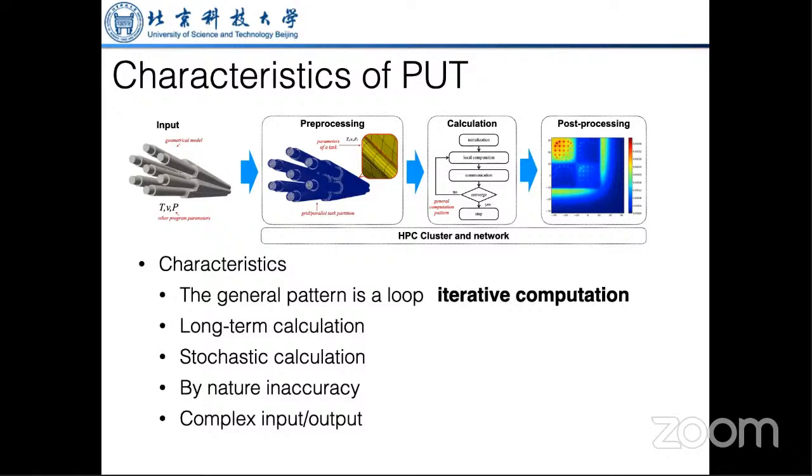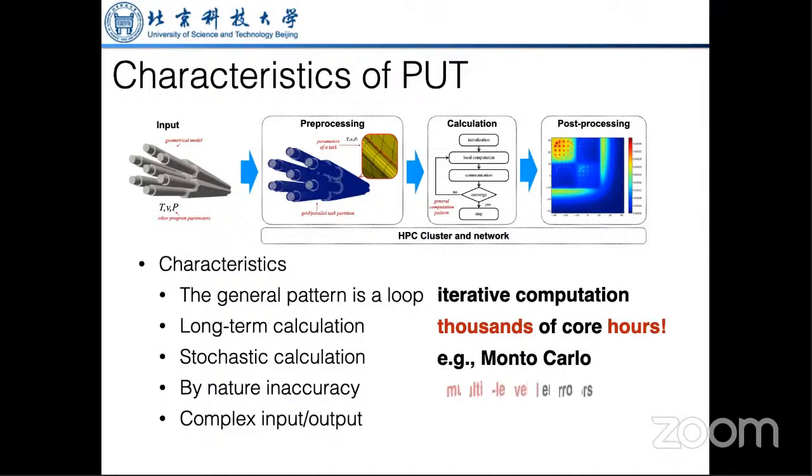First, the computation pattern is generally a loop. Second, the entire computation, even deployed on a supercomputer, may require thousands of core hours. Third, the computation may be stochastic. Fourth, the computation is by nature inaccurate due to the multi-level errors, such as inaccurate input, imprecise physical and mathematical models, and floating point arithmetic. Finally, the programs have complex input and output.